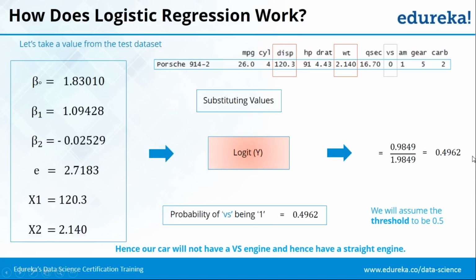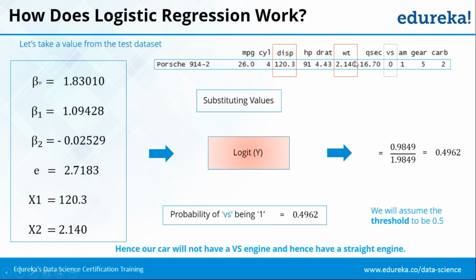And that is the predicted value of VS, right? So the predicted value of VS from our calculations is 0. And if we compare it with the testing data set with the values 120.3 and 2.140, the value of VS was again 0 over here. Alright, so as you can see, our model was correct. Our model has predicted the right value. So our model is validated now. It has predicted the right value for the values of DISP and WT.